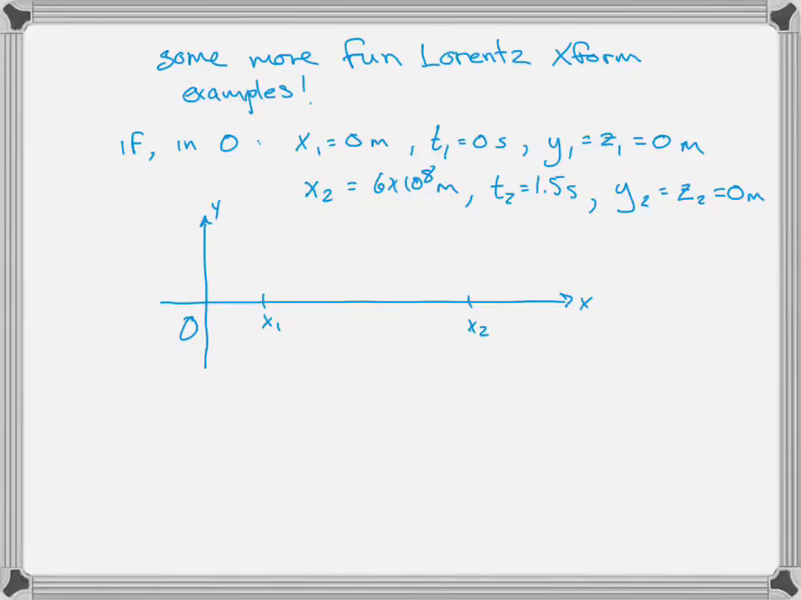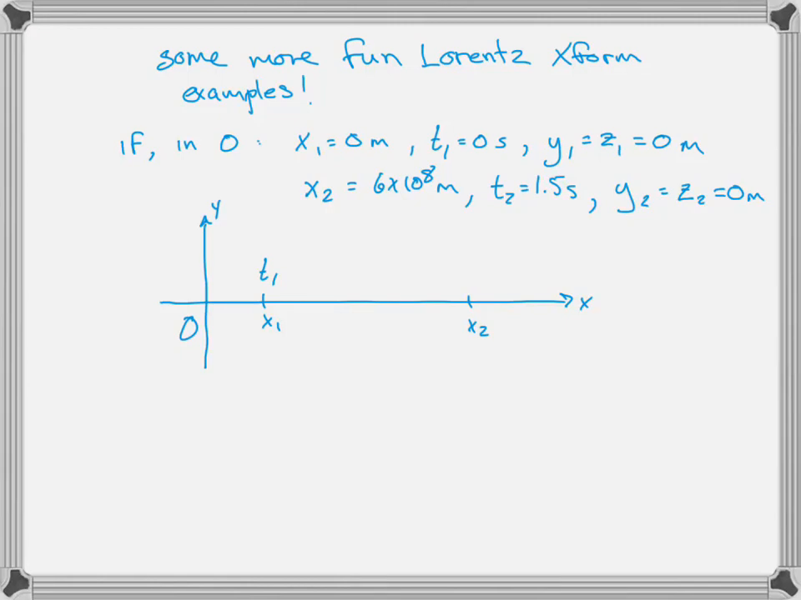Okay, let's do some more fun Lorentz transformation examples just to see how this works. Let's say that we're in frame O and we've got two events. The two events are going to be designated by coordinates, including a time. The first event happens at x1, and the time when it happens is t1, and it happens at y1 and z1 equals 0. We don't worry about those. Let's just do one dimension.